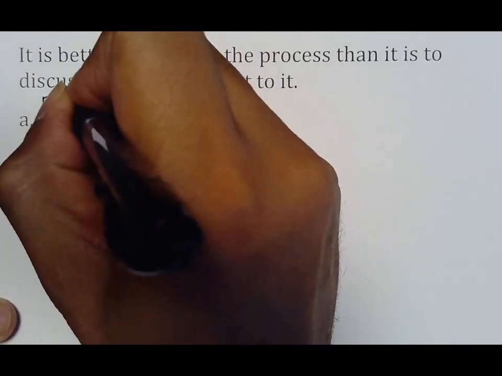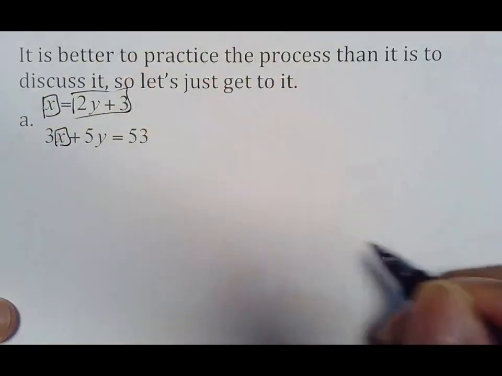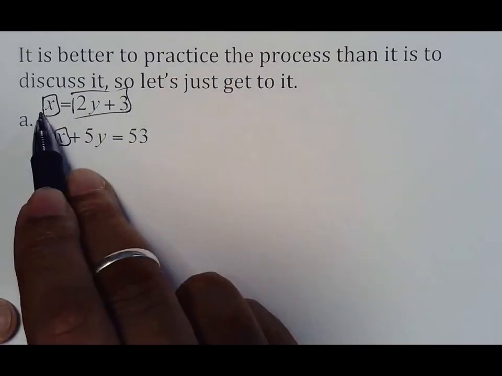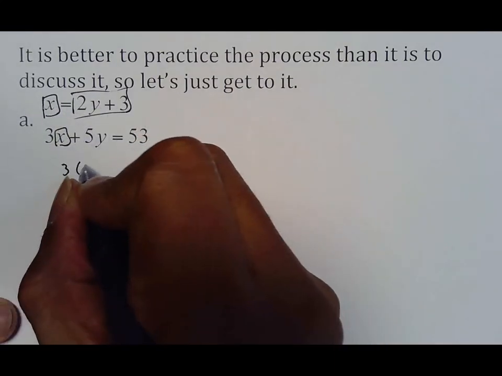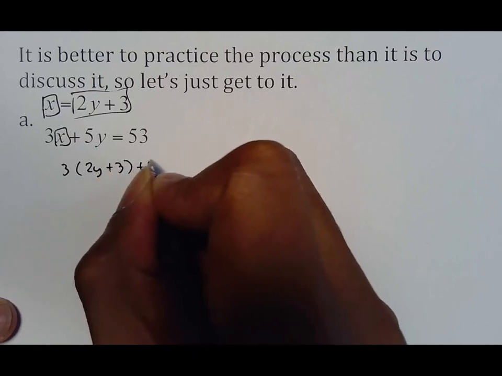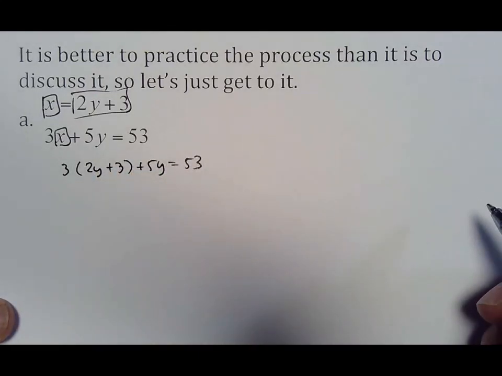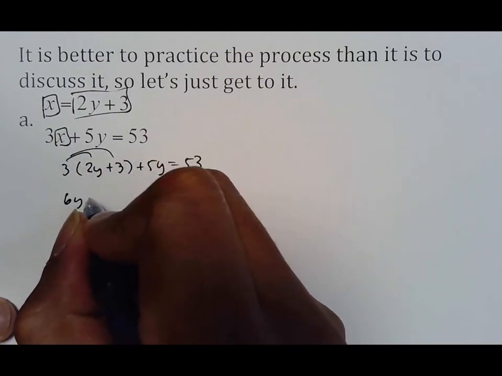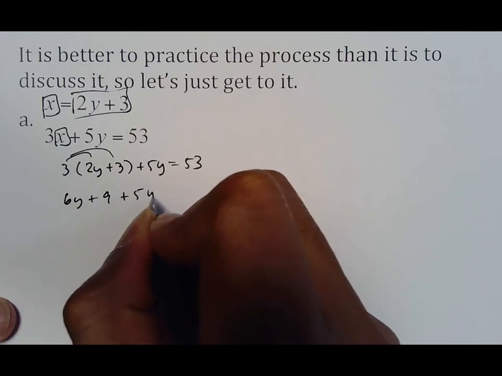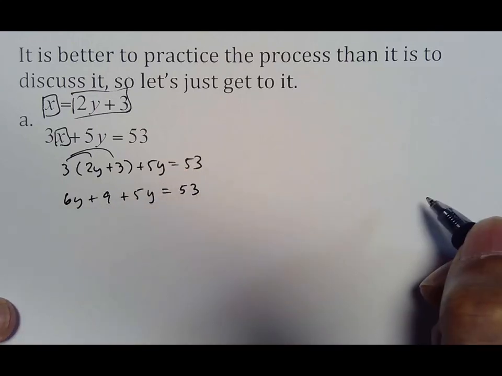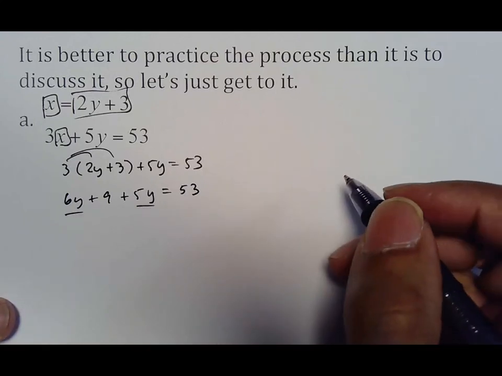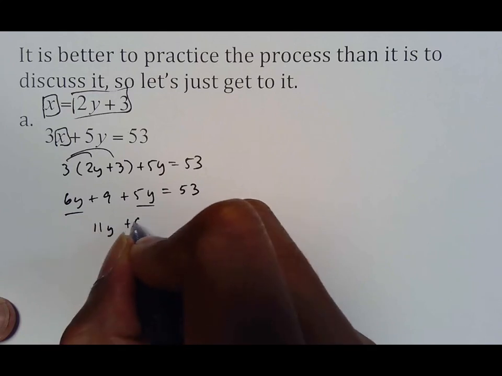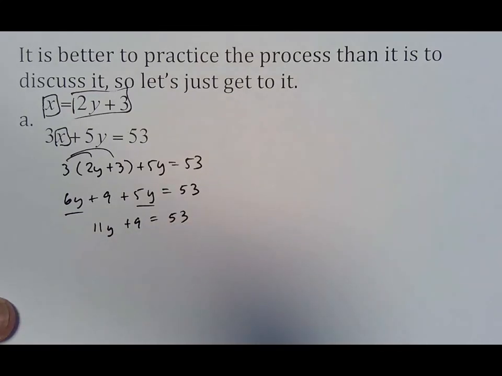So this variable is by itself. Again, this was this week's videos. So I'm not going to do a lot of discussion on how I got to this. This is alone, that's where we put it. So we put 3 parentheses, 2y plus 3 plus 5y equals 53. We then distribute, remember, 6y plus 9 plus 5y equals 53. We then put 2 things here together, which means that we will do 11y plus 9 equals 53.